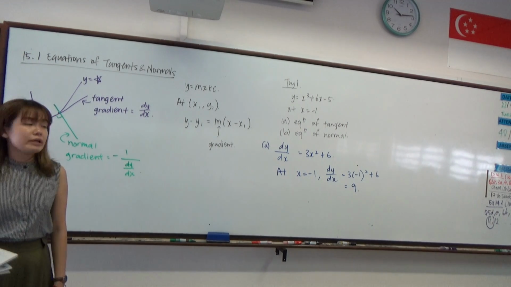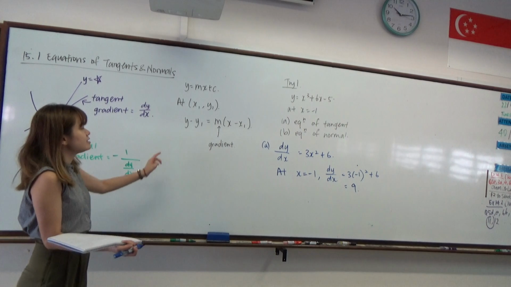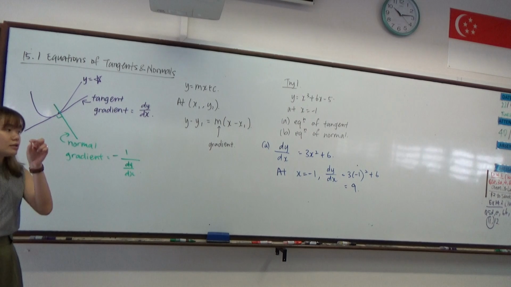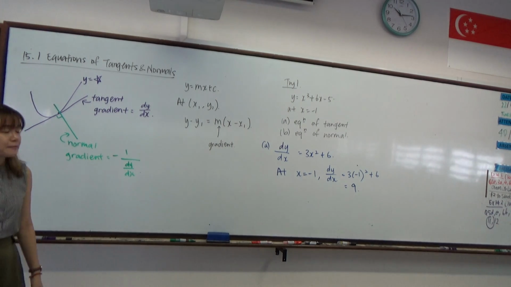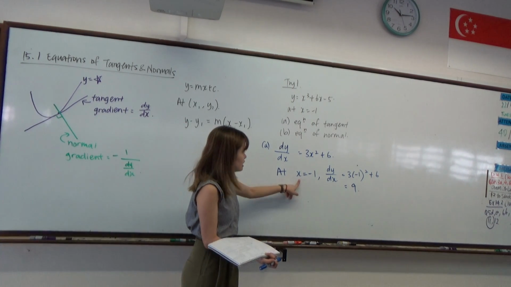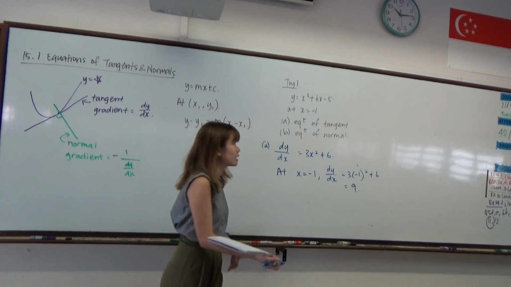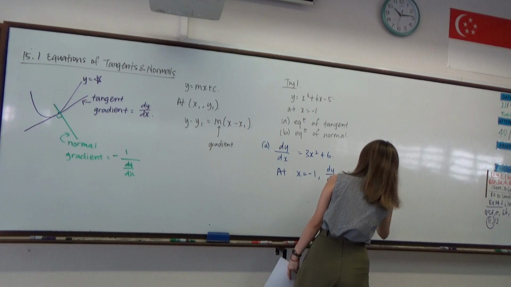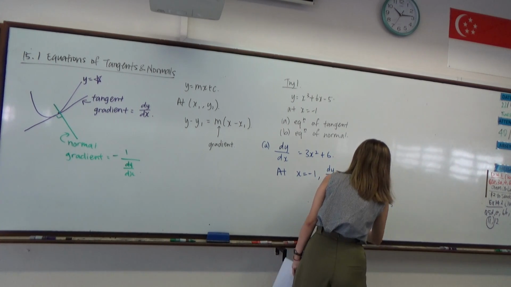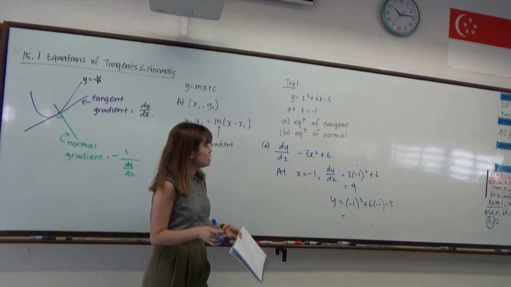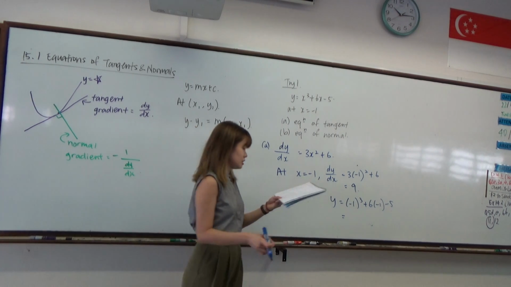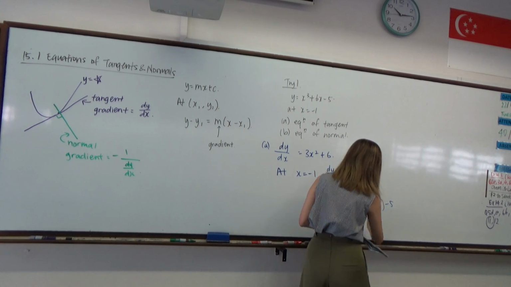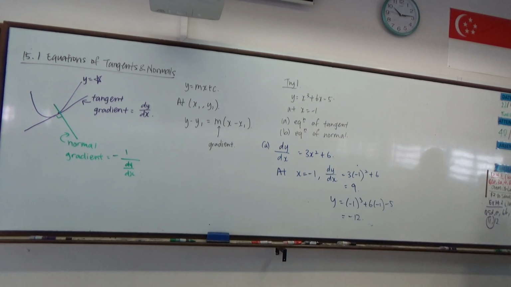Then in order to have our equation, we always need the gradient and also the coordinates of one point that passes through that particular line. Since we have only the x coordinate, we also need to find out the y coordinate. So the y coordinate would be, if I substitute in x equals -1 into the equation, that will give me the value of -4.